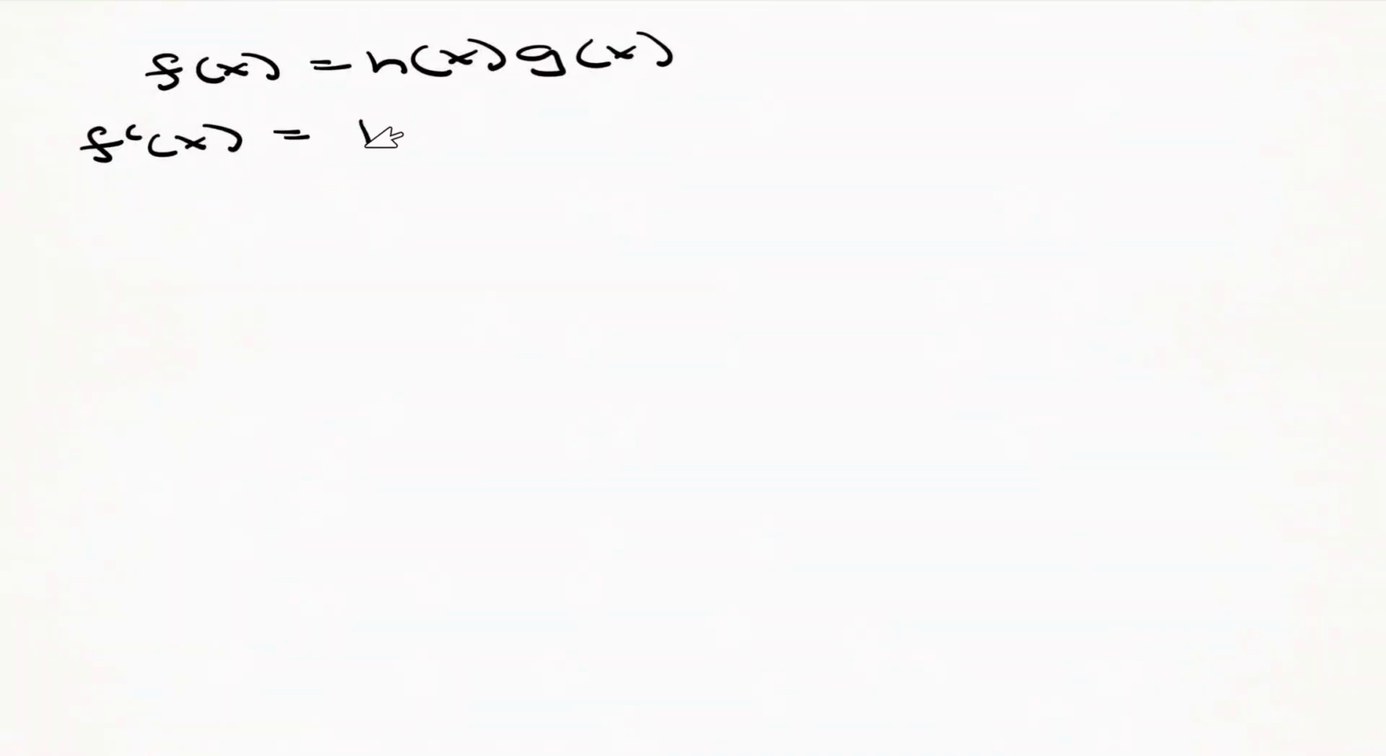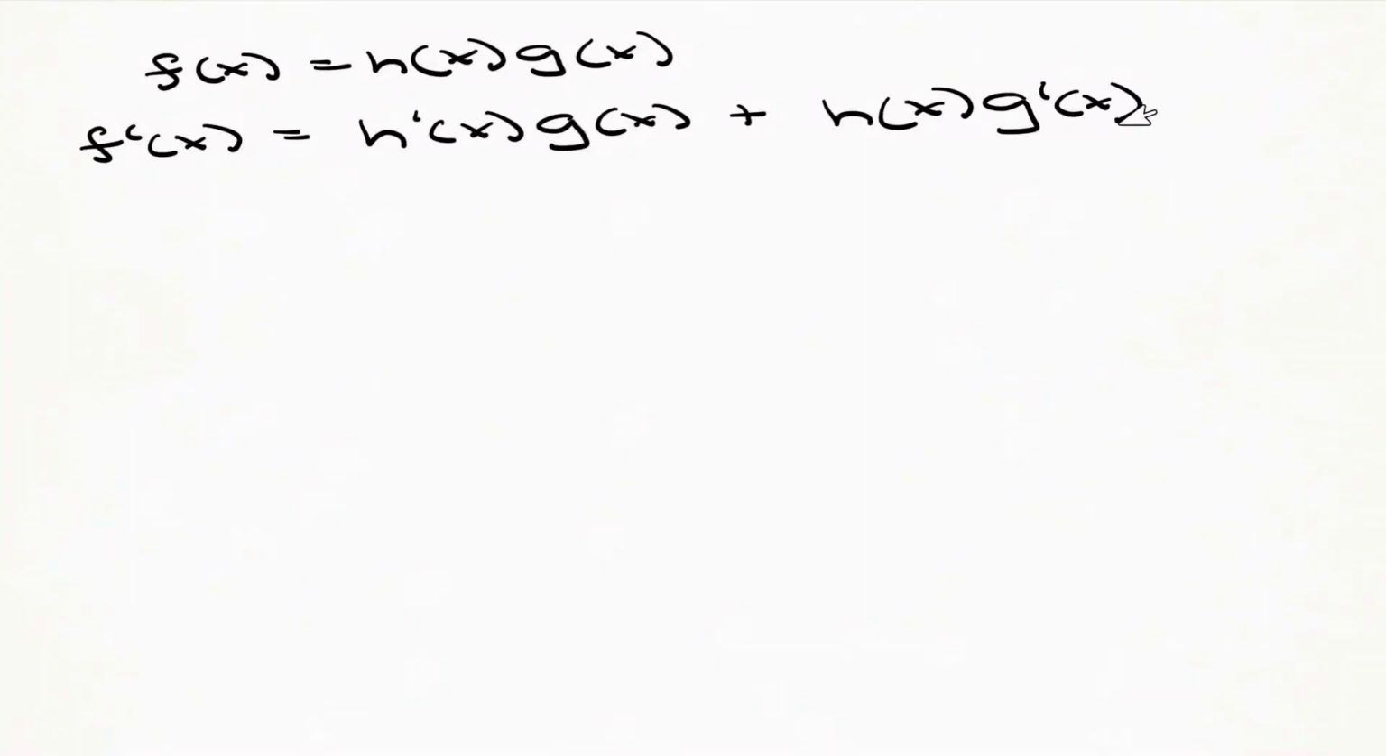So today we're going to have a look at the product rule, right? Which basically states that if you have a function f of x, which is equal to h of x times g of x, in order to find the derivative f prime of x, it is h prime of x multiplied by g of x plus h of x multiplied by g prime of x.